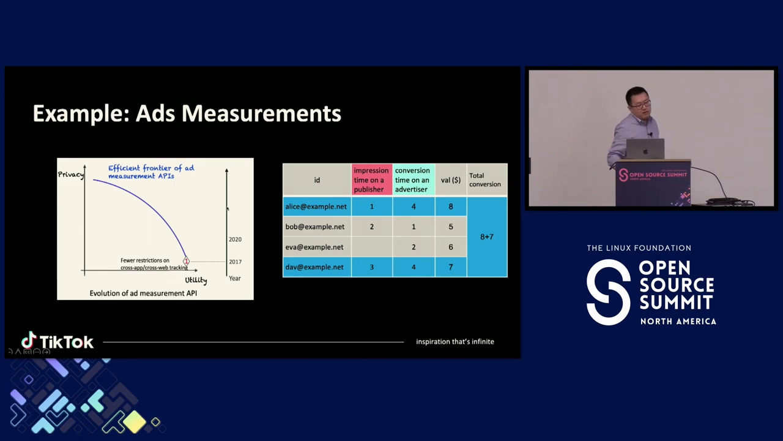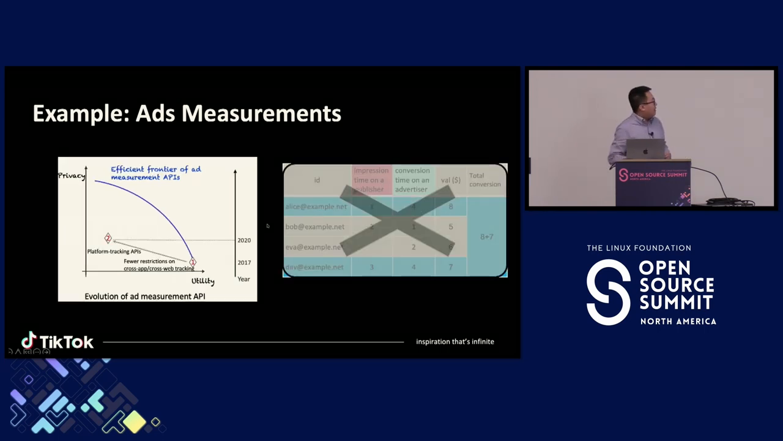And in this figure, we want to show this evolution. You see two axes here. The x-axis is the utility, which means how accurate the ads measurement can be. And the y-axis is privacy. Before the year 2017, your utility is maximized because everything is very precise, but the privacy is basically zero. Here, the privacy issue is that the publisher will have all the information from the advertiser, and the advertiser will have all the user activity information on the publisher.